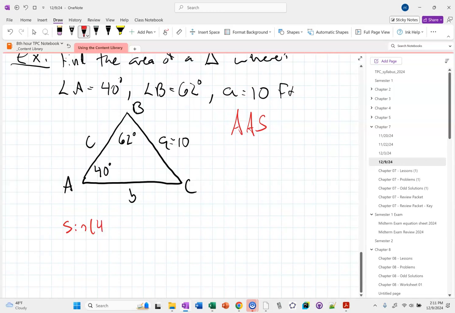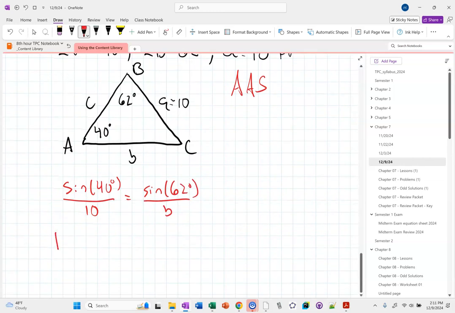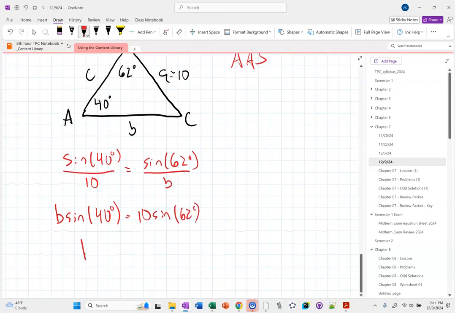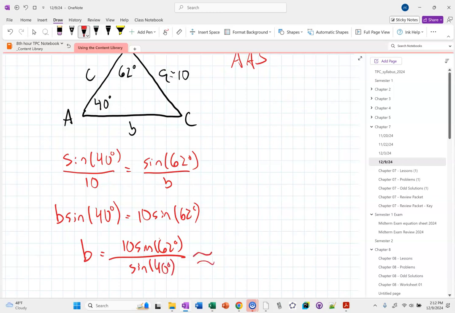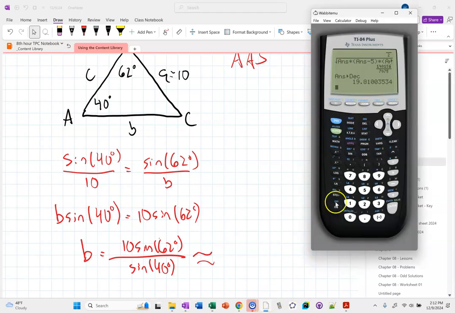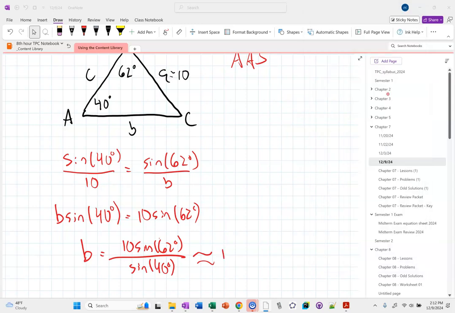So we'll say sine of angle A over side A equals sine of angle B over side B. We'll cross multiply, and then divide by sine 40. And I get about 13.74 feet.